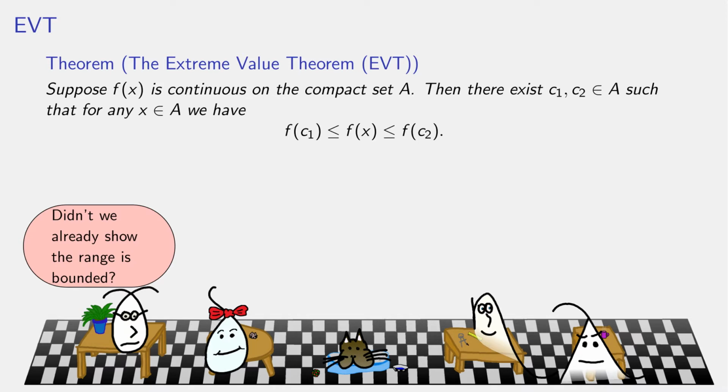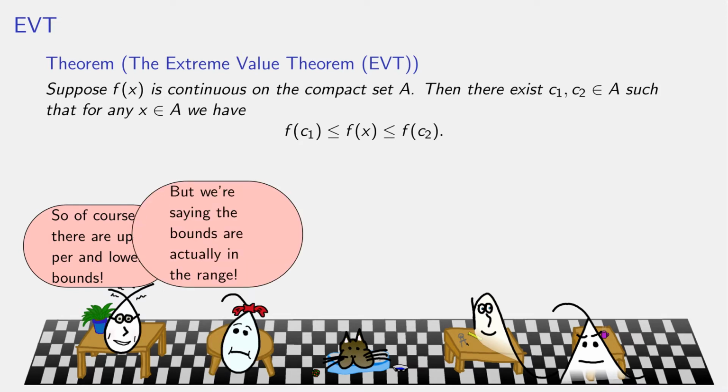We did already show the range is bounded, that's true. Indeed, we're not just saying there's upper and lower bounds on the range. We're saying that there is an upper bound on the range, which is in the range itself. There's an f of something which acts as an upper bound, not just some real number that acts as an upper bound.